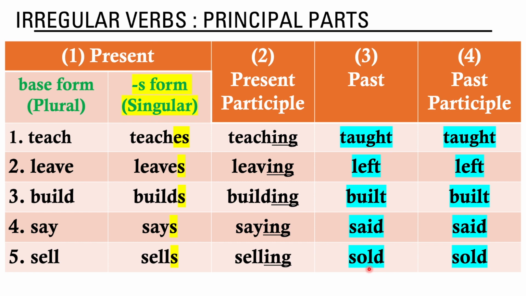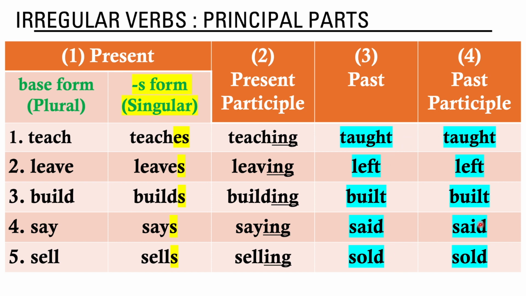Let's take a look at the principal parts of irregular verbs. So same, there are four: present, present participle, past, and past participle. Okay, so same, base form is for plural, S form is for singular, so that you won't be mistaken. Hindi na dapat nagkakamali dito, master natin to. Kapag plural ang subject, ito ang gagamitin. Kapag singular ang subject, ito ang gagamitin. So, wag na magkakamali. Okay, so let's have teach, teaches, teaching, taught, taught.